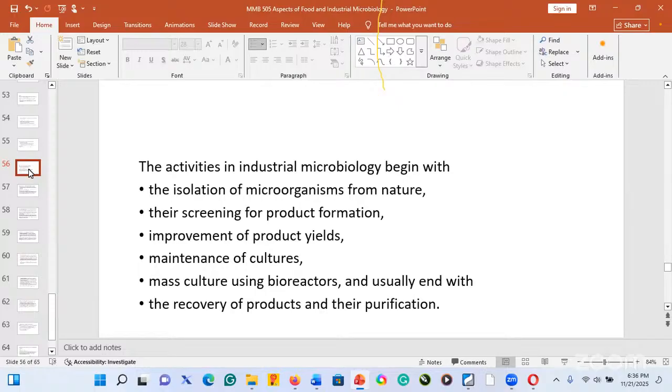So as I told us earlier, the organisms must be isolated from nature. They are screened for product production. They are genetically modified for product use, and there's a way they maintain their cultures, not like the one we use in the lab. Then they produce a mass culture of that organism using bioreactors, and of course they recover the products, and then there's a process called purification.